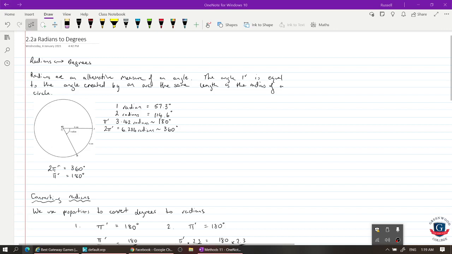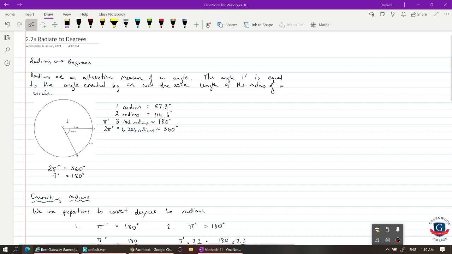Now if we went 3.142 radians, we would get 180 degrees, and the angle would be pi radians, and the arc length would be 3.142 times 6 centimeters. So a radian is quite a useful measure in that it makes finding arc lengths quite simple, and we're going to look at that in the next exercise.